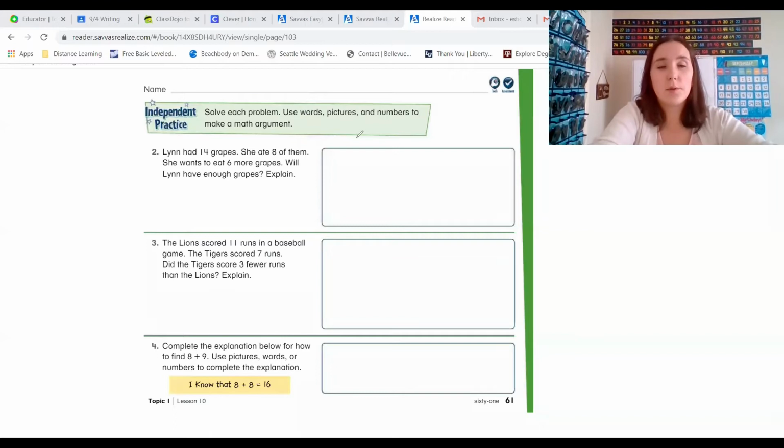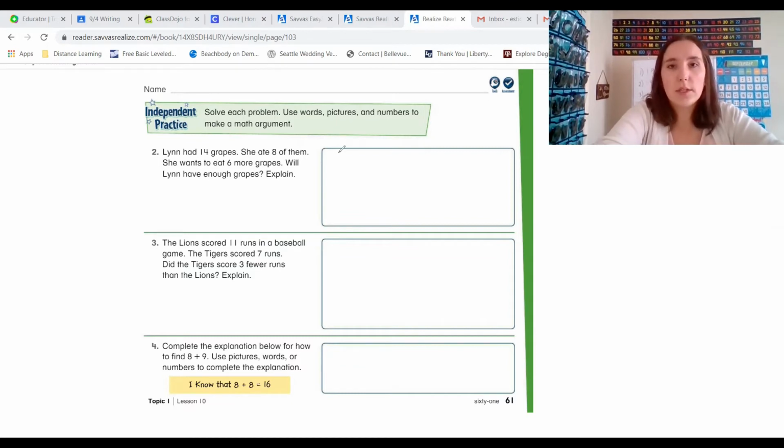Okay, let's look at number 2. It says solve each problem. Use words, pictures, and numbers to make a math argument. Lynn had 14 grapes. She ate 8 of them. She wants to eat 6 more grapes. Will Lynn have enough grapes? Okay, so she starts out with 14 grapes.